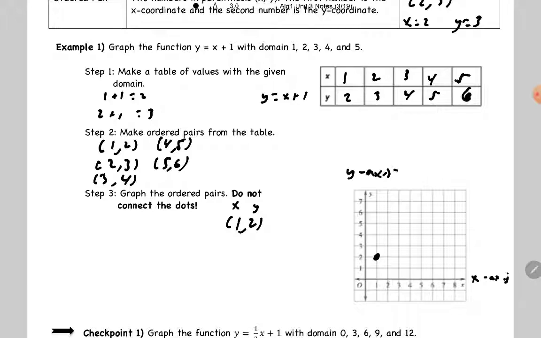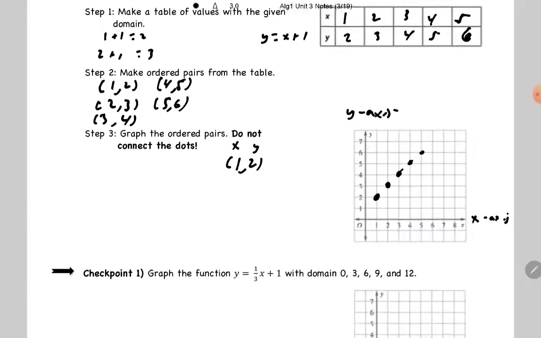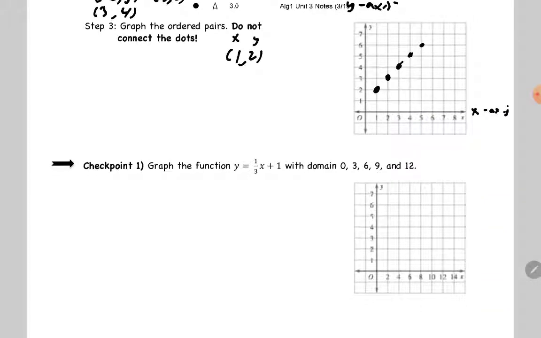The coordinate 2 comma 3 goes here. Then 3 comma 4 goes here. Then 4 comma 5. And 5 comma 6. Okay. So when we're doing these, let's do another one.